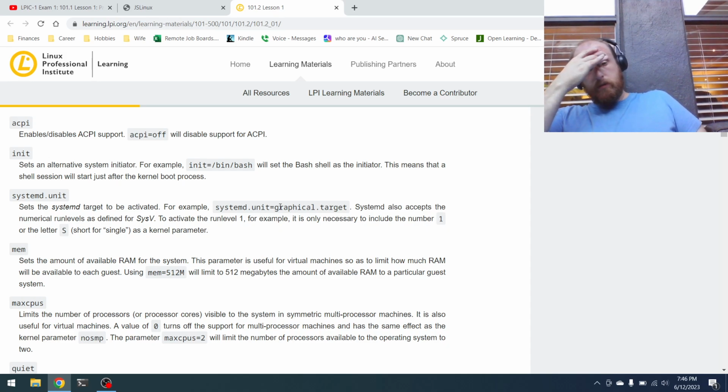systemd.unit sets the systemd target to be activated. For example, systemd.unit=graphical.target. Systemd also accepts the numerical run levels as defined for sysv. To activate run level 1, for example, it is only necessary to include the number 1 or the letter S, short for single, as a kernel parameter.